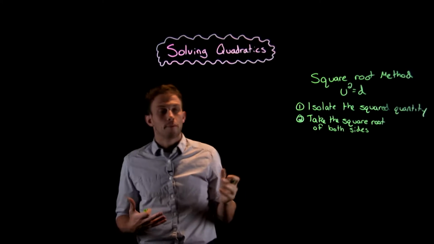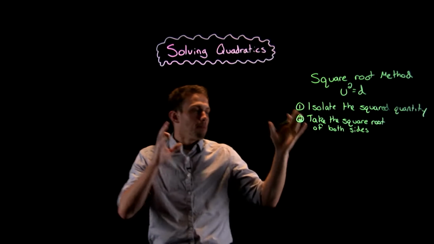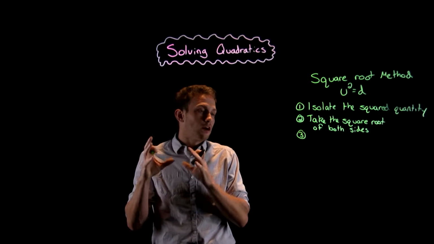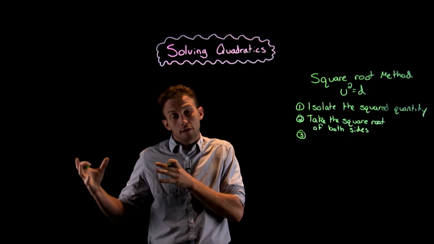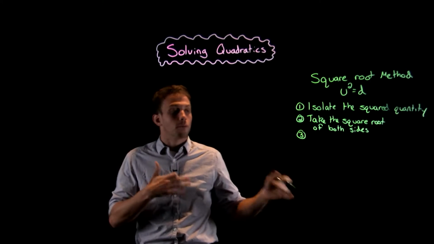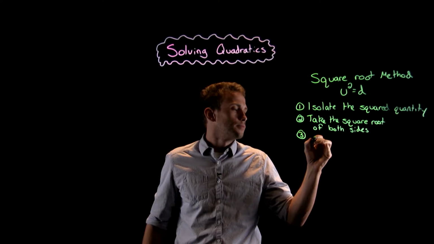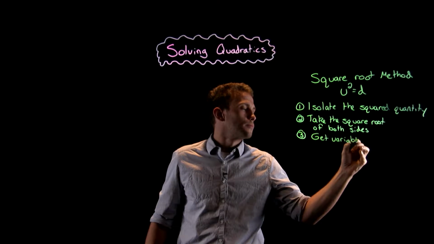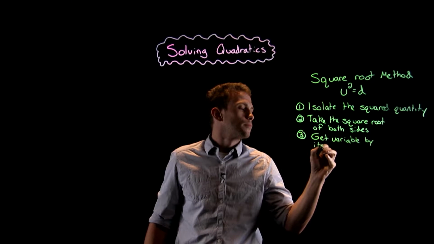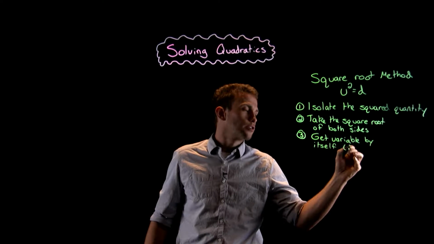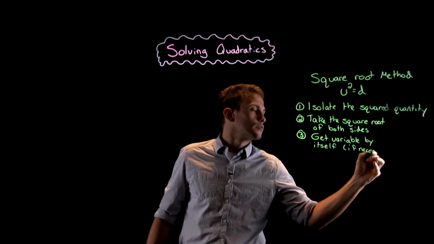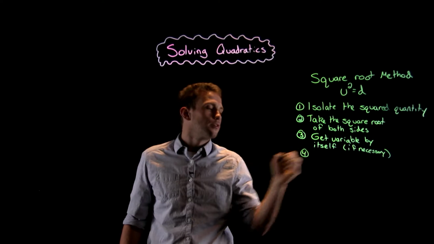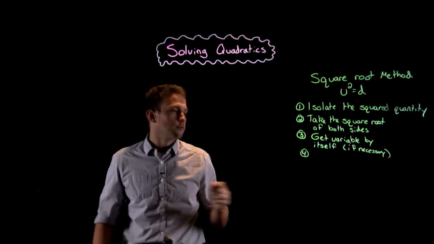Most of the time, you can have something cancel off. What you're going to have, though, is an x by itself or an x with something else on that same side. So you may have to do some solving to get that variable completely by itself, only if this is necessary. And the last step, you would have to simplify using your radical properties.